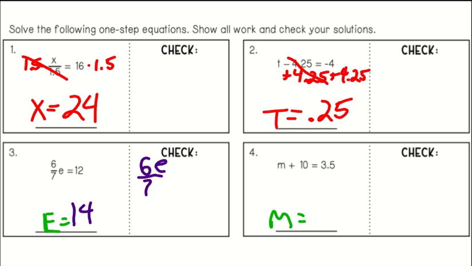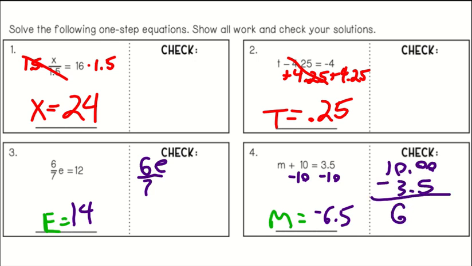Who's got number 4? Sophia? You got negative 6.5. You got plus 10. So we subtract 10 from each side. When you subtract, you're going to need to put the big number on top to work that out. And you're going to want to line up decimals. Once you subtract, we'd get the 6.5. You got to use the sign of the bigger number. So that's how we get the negative 6.5.